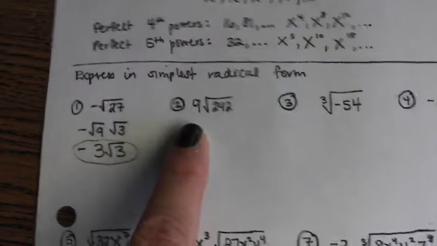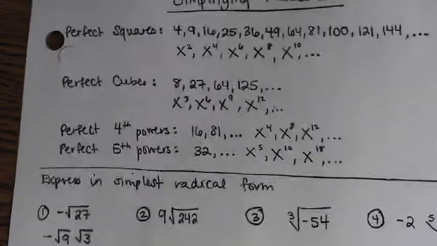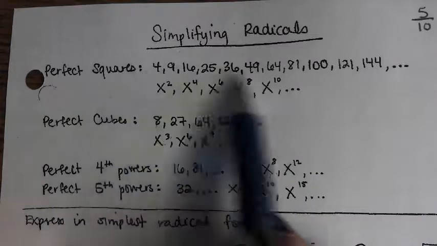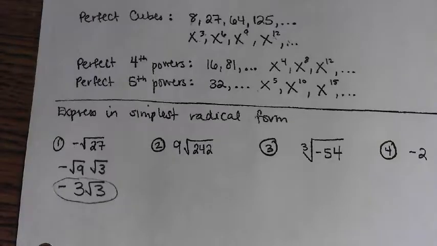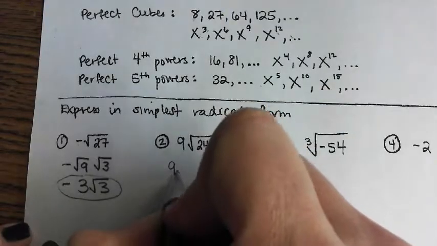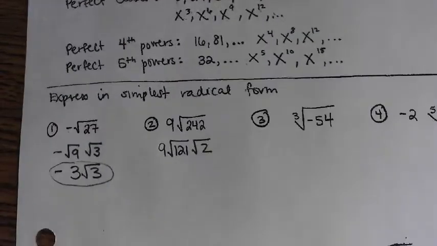Next one. 9 root 242. Look at your list. Find the biggest number that goes into 242 evenly. Chris? 121. Specifically 121 times what? 2. So I'm going to break it up into root 121, root 2. So that multiplication is an okay equivalent breakup of 242.